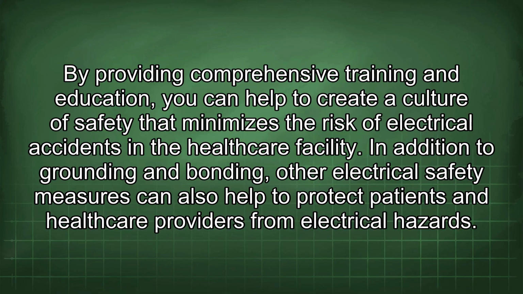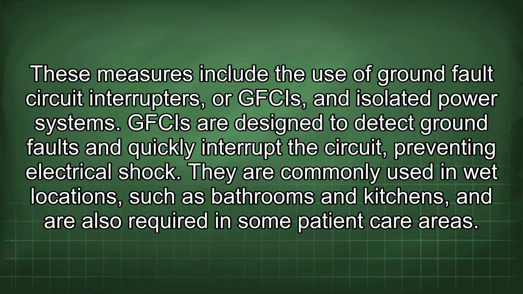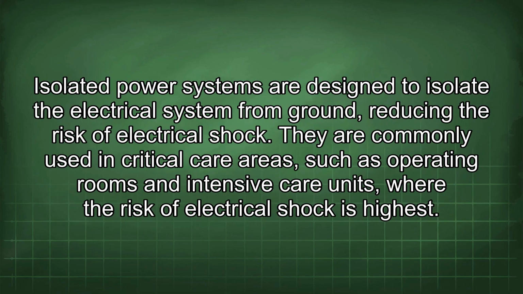In addition to grounding and bonding, other electrical safety measures can also help to protect patients and healthcare providers from electrical hazards. These measures include the use of ground fault circuit interrupters, or GFCIs, and isolated power systems. GFCIs are designed to detect ground faults and quickly interrupt the circuit, preventing electrical shock. They are commonly used in wet locations, such as bathrooms and kitchens, and are also required in some patient care areas. Isolated power systems are designed to isolate the electrical system from ground, reducing the risk of electrical shock.